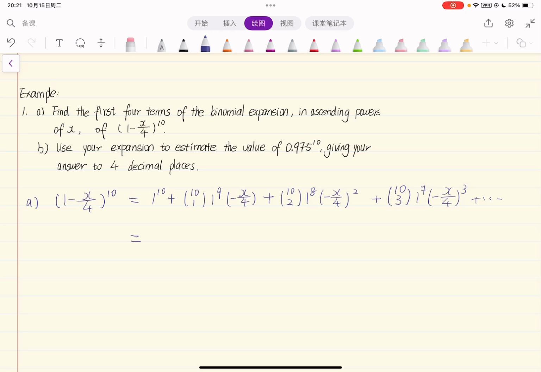That equals 1 minus 2.5x plus 2.8125x to the power of 2 minus 1.875x to the power of 3 plus so on. You can use a calculator to calculate it. Let's write it larger, so that is 10.1. Hope you can see it clearly.